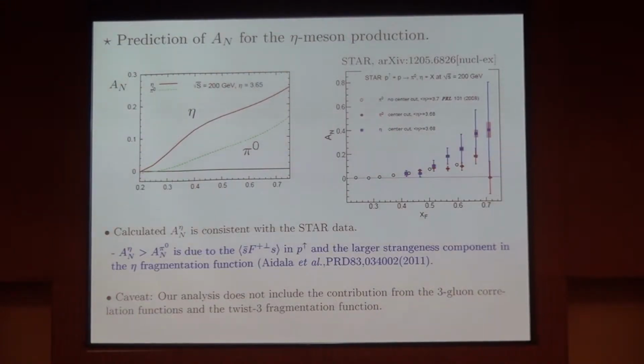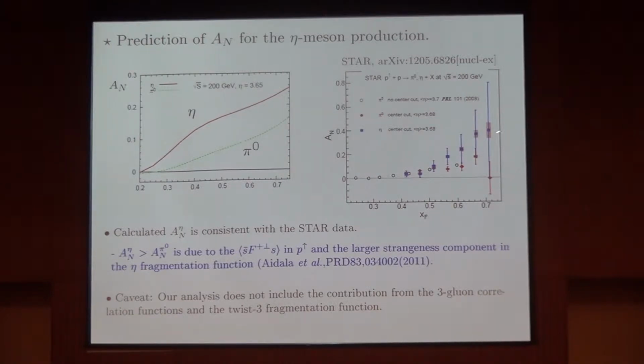Although this is not included in the fitting, eventually the PT dependence is also well reproduced by the fitting. Next is the prediction. By using the obtained parameterization with the kaon and pion data, we calculated the cross asymmetry for the eta production. And this is the prediction before the experiment was done.